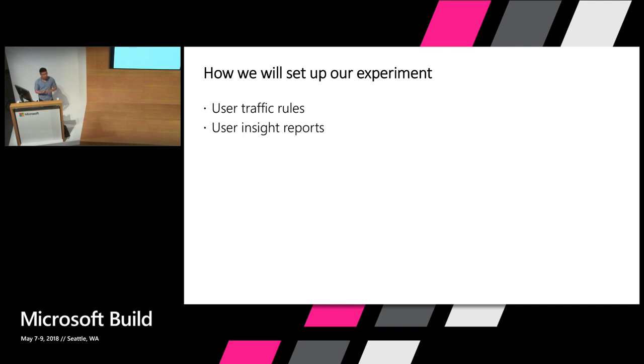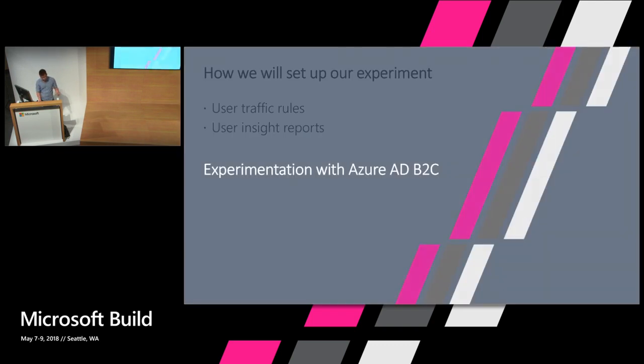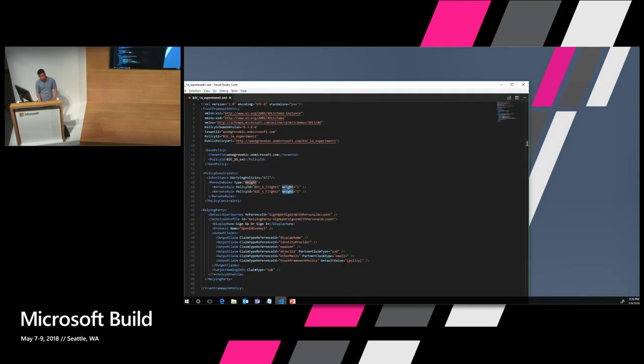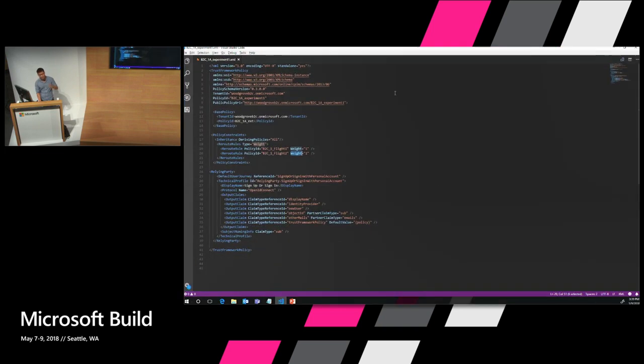And user insight reports will allow you to look at the trends and analytics of all your aggregated user data. So let's jump back in and see exactly how this works. I'm not sure how familiar you all are with B2C, but this is a B2C custom policy. And specifically here, we're going to focus on this section, which defines reroute rules.